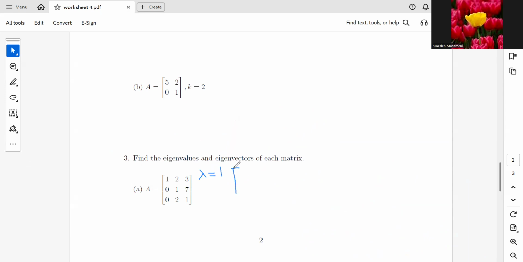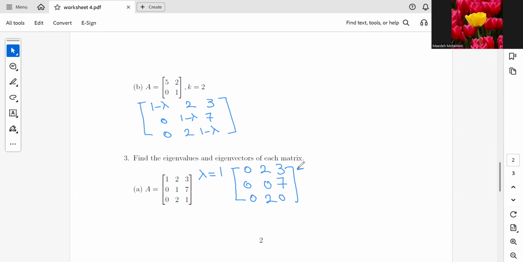If lambda is 1, okay, let me write that again here. It was 1 minus lambda, 2, 3, 0, 1 minus lambda, 7, and 0, 2, 1 minus lambda. We would plug in lambda as 1, and we would get 0, 2, 3, 0, 0, 7, 0, 2, 0 times v sub 1, v sub 2, v sub 3 equals 0, 0, 0 here.